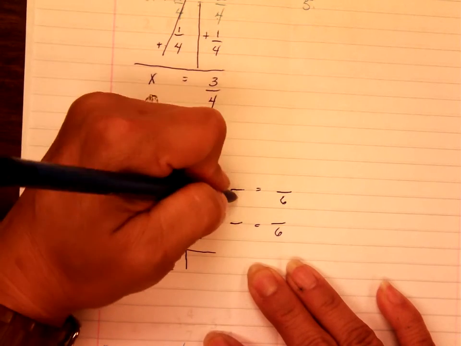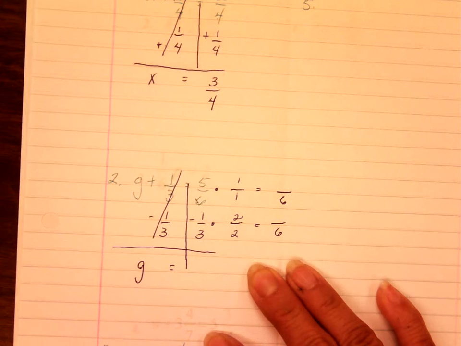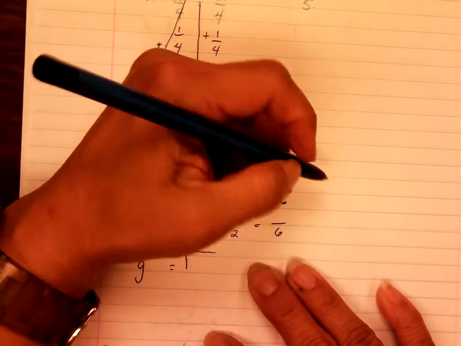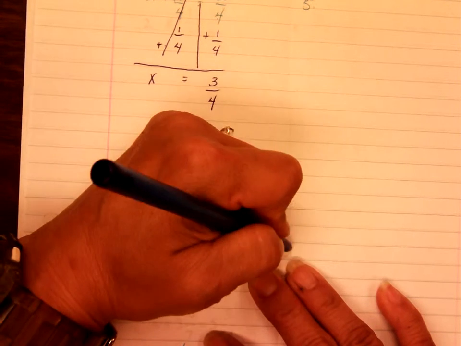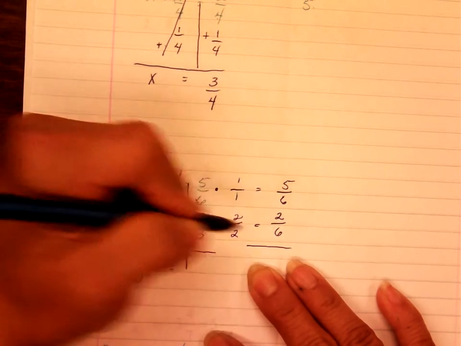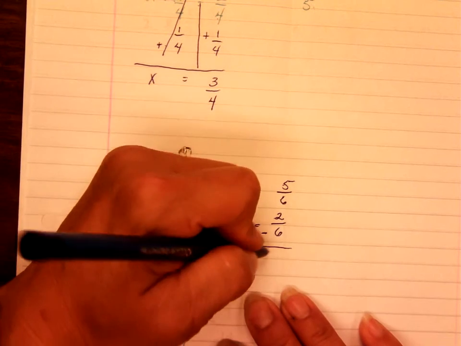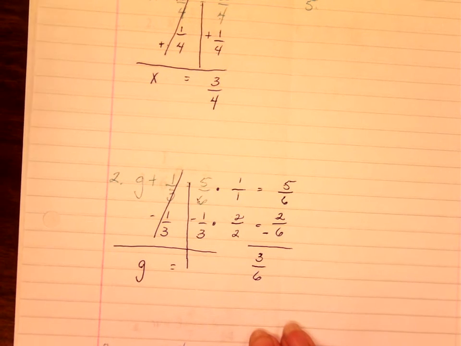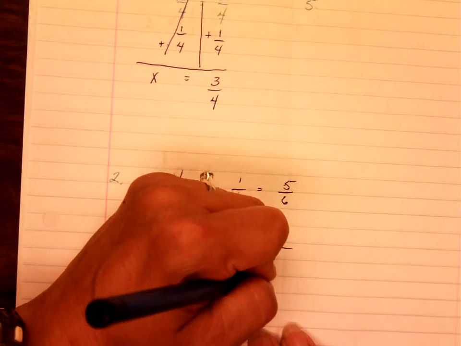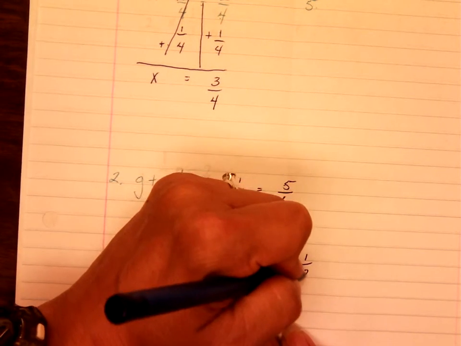6 goes into 6 once. 3 goes into 6 twice. Multiply across. 5 times 1 is 5. 1 times 2 is 2. And looking here, we are subtracting, so I'm going to put a subtraction sign. 5 minus 2 is 3, and your denominator is 6. But that is not reduced to its lowest term, so you have to divide top and bottom by 3, and you get the answer of 1/2.